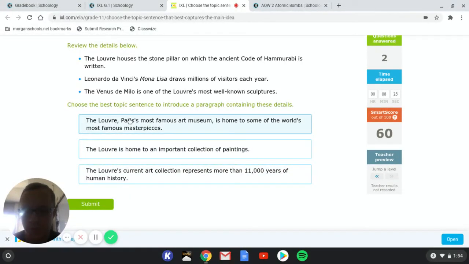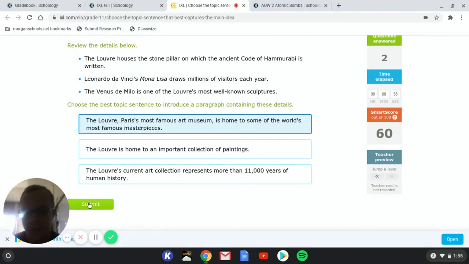Let's try this one. The Louvre, Paris's most famous art museum, is home to some of the world's most famous masterpieces. I would say, right? So the Venus de Milo, the Mona Lisa, Code of Hammurabi, these are all really, really famous works of art from history. So I think this is the one, right? And again, guys, don't feel bad about looking any of these things up if you don't know what they are. It's okay.